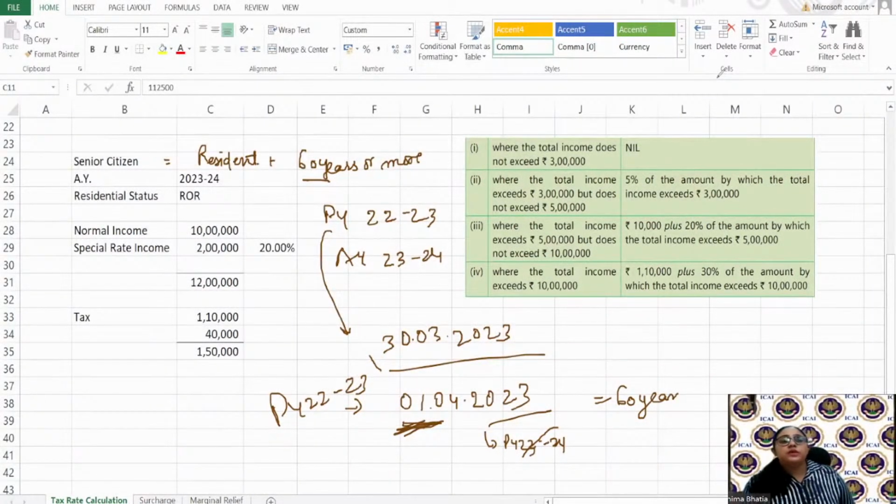So special rate, students, काफी incomes के different special rates हैं. I have just given one special rate for an example. You will see in the coming part what are the special rates for special types of income.